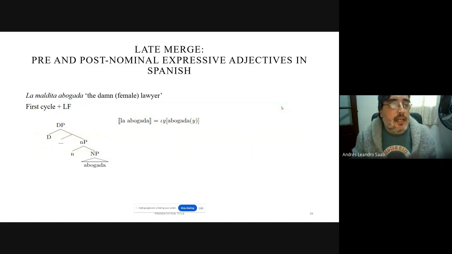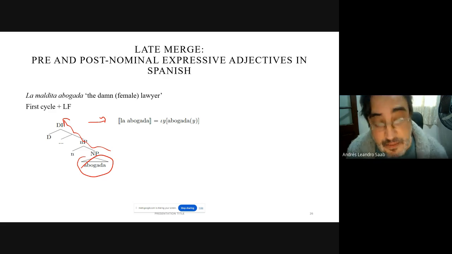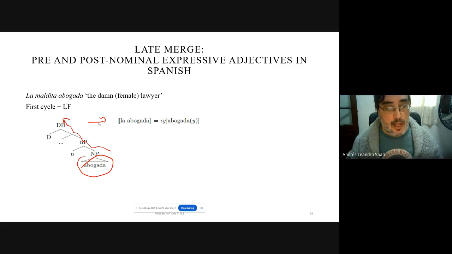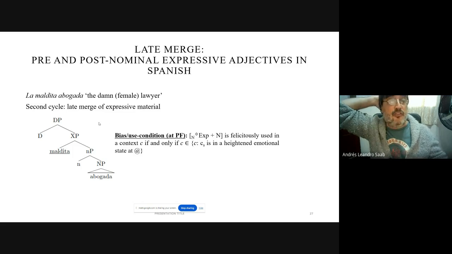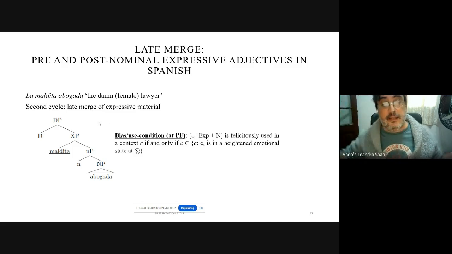So the idea here is that when you have something like la maldita abogada, the damn lawyer, the type of manipulation I'm thinking of is one in which in the first syntactic cycle, you have just a DP, an extended projection of a nominal with the nominal head abogada, and then you have your LF, and your LF is la abogada, a regular semantics for this. Prenominal adjectives occur in another cycle, which I call a late merge cycle of expressive material, which triggers a use condition at PF. And the use condition is basically that the construction is felicitously used in a context C if and only if the speaker of the context is in a heightened emotional state at C.